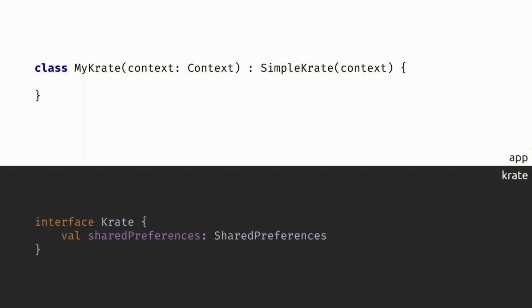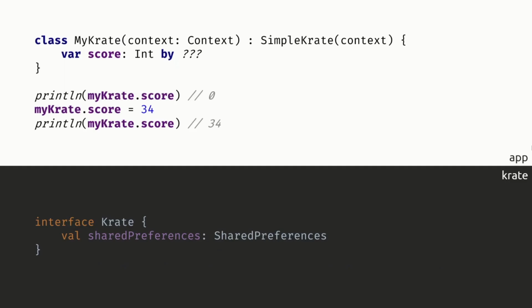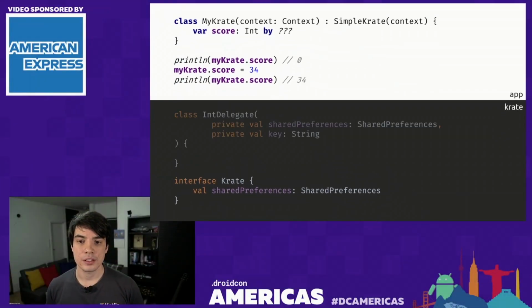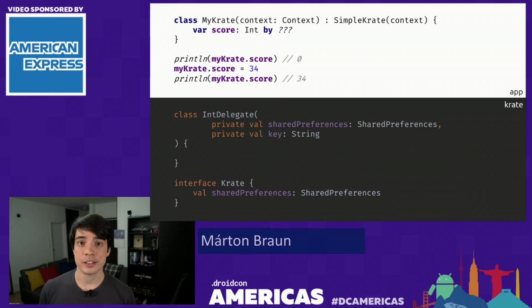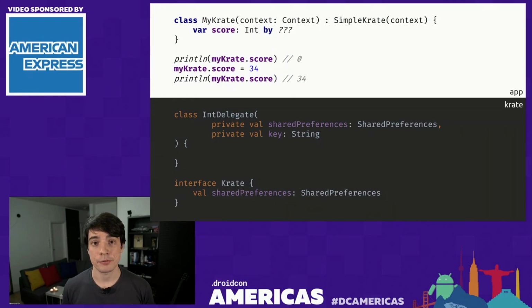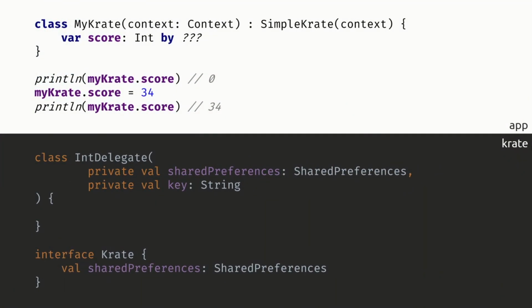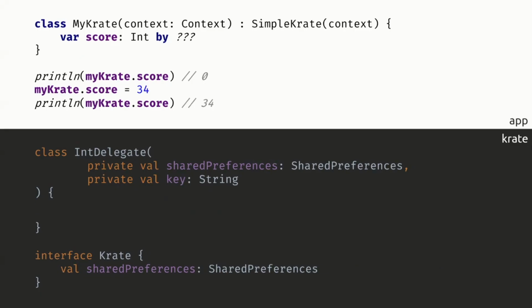We're going to start with the basics and implement just one of these delegates, the one that stores ints. And again, just to emphasize this, the syntax we are going for will look like this, but under the hood, it will store this integer persistently in shared preferences. So we know that we're going to need a class for this, just like with our previous delegate. This time around, we're going to call it an IntDelegate, and it will take two parameters, the shared preferences to use for storage and the key that it should use to store our values for us.